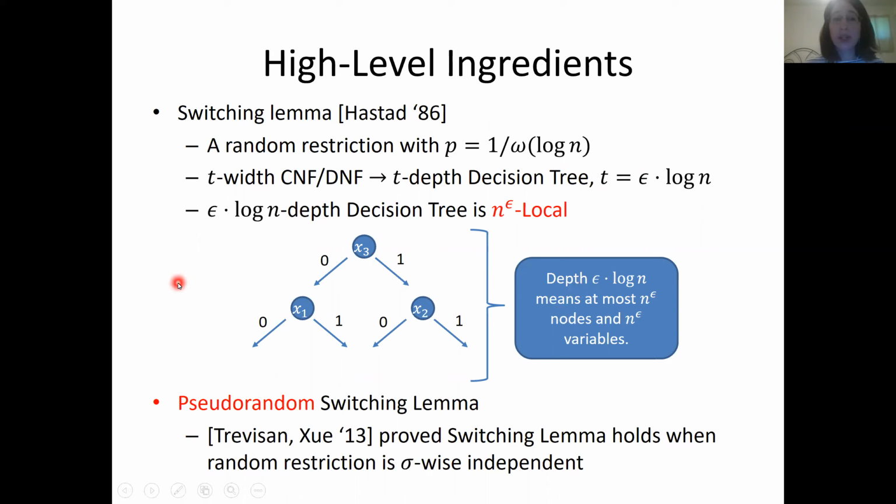In fact, we're not going to use the switching lemma itself. We're going to use a pseudorandom version. The pseudorandom switching lemma: Trevisan and Xue proved that the switching lemma still holds when the random restriction that we hit the CNF or DNF with is sigma-wise independent.